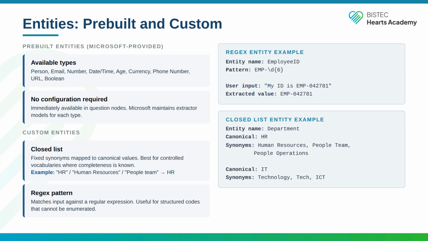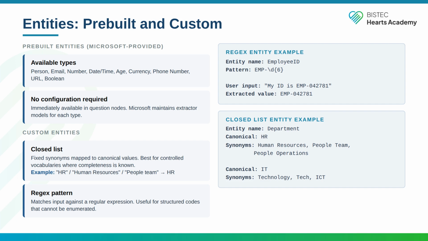Synonyms are every way a user might express that value. The mapping from HR, human resources, people team, and people operations to the single canonical value, HR, ensures that downstream flow calls receive clean, normalized values regardless of how the user phrased their input. Inconsistent values passed to Dataverse or an HTTP API produce failures that are difficult to diagnose.